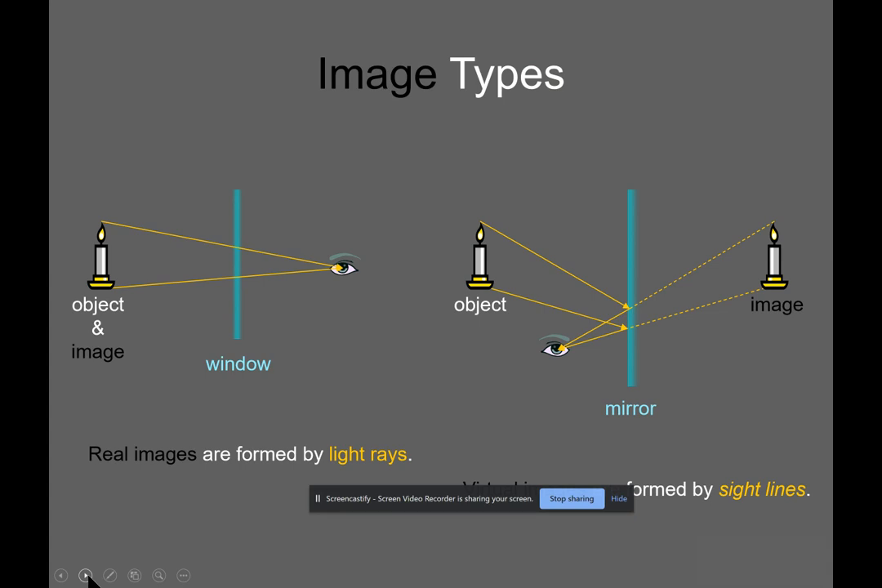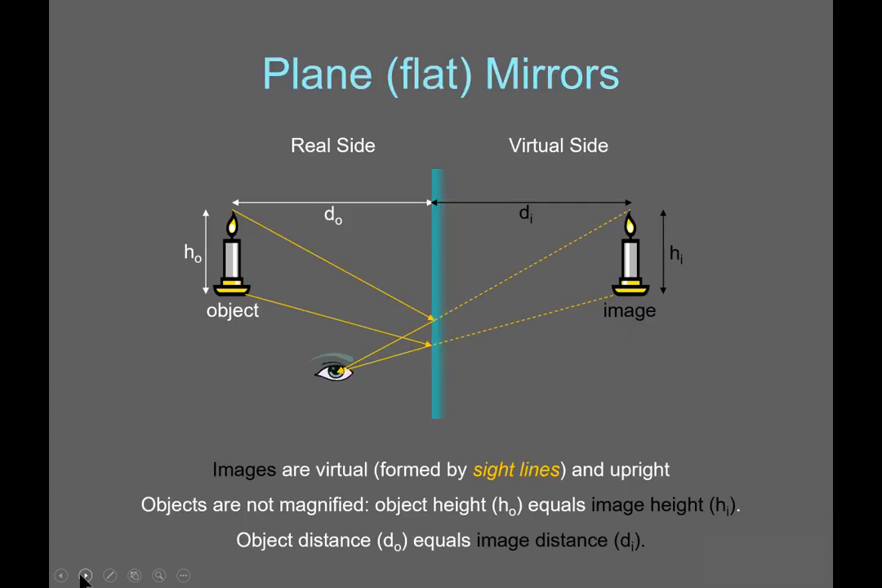Like, a window is transparent. You can look out a window and see the grass, and you're seeing the image and the object laying on top of each other. But with a mirror, you have that reflection aspect. So your real images are formed through light waves, and then you have virtual images that are formed through sight lines. Your real image, again, is when your object and your image are laid on top of each other, and you can pick up your phone. With virtual images, you can't reach through the mirror and grab your object. It's just the image. It's not really there.